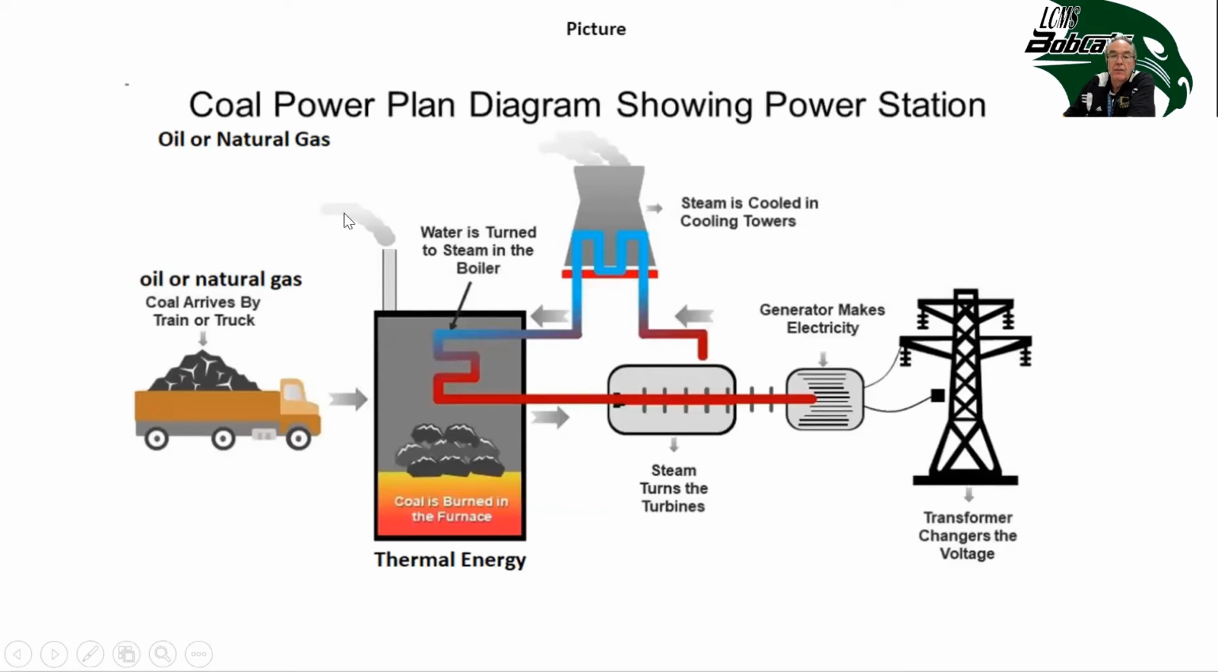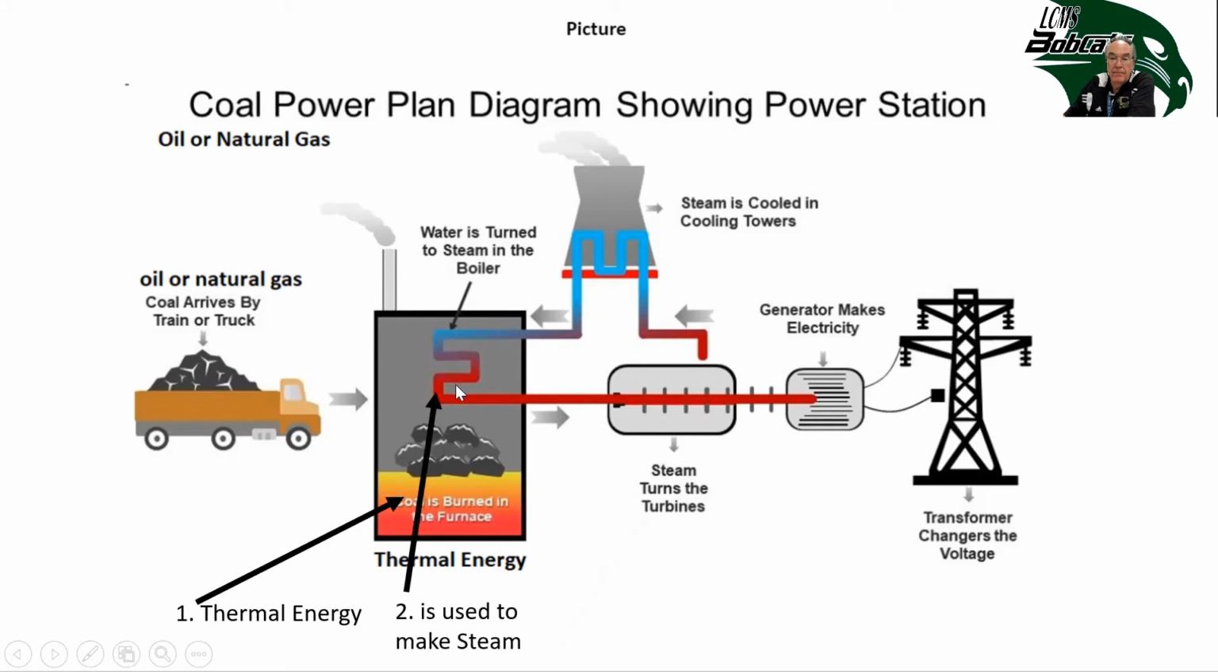So let's look at how electricity is produced in a fossil fuel plant. This one is using coal, but it really could be oil or natural gas. The same thing happens, the same steps. You burn the coal, the oil, or the natural gas to get thermal energy. The thermal energy is used to heat water to make steam.